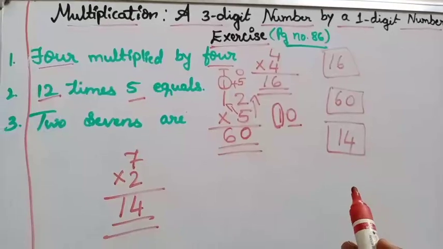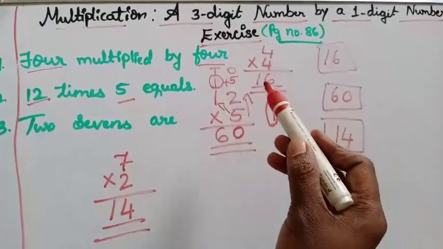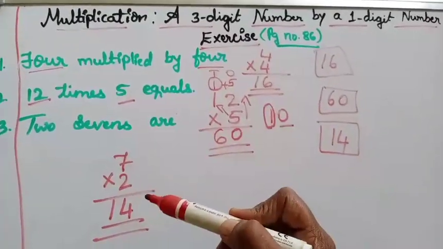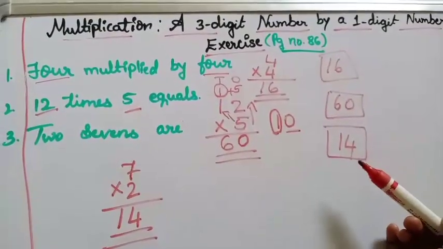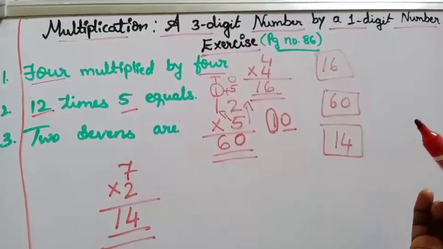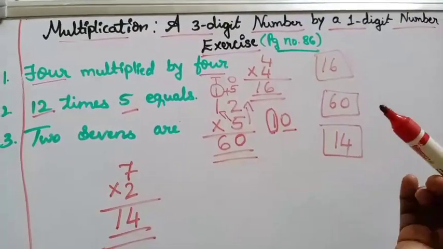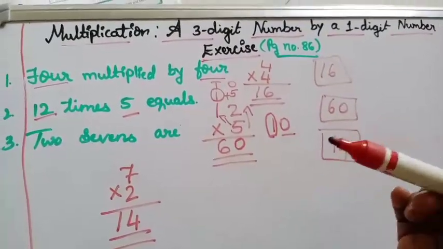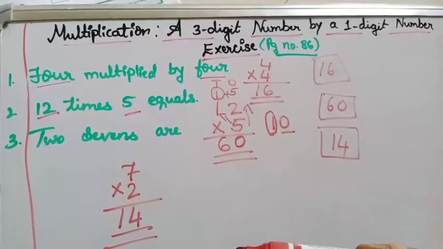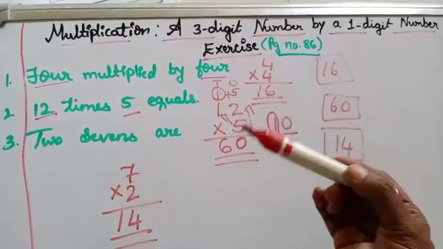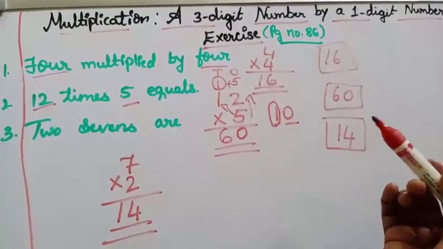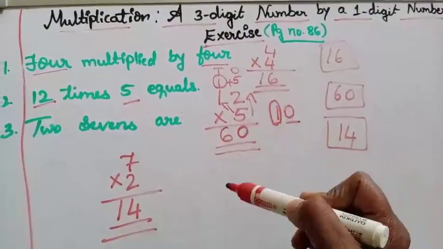So when you do it in the classwork book, you have to follow this method. But when you are writing in the textbook, kindly write the direct answer. No problem, because you know how to solve step by step. So you have to write in the classwork book step by step. But in the textbook, you can write the direct answer, because there is not much place to solve like this. Okay.